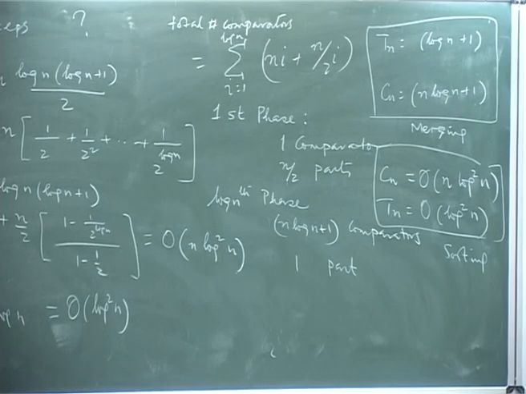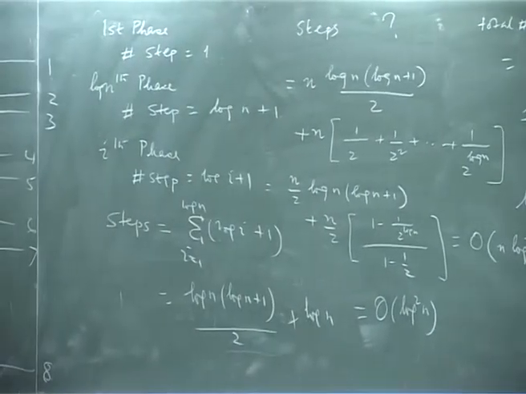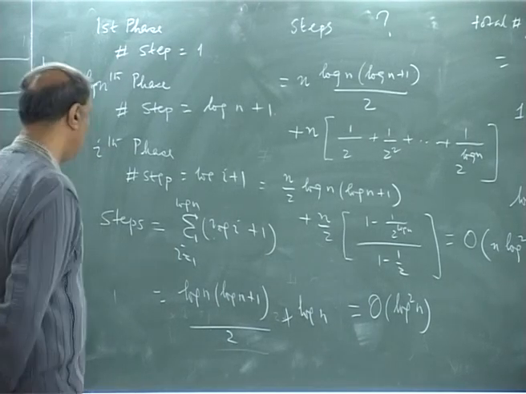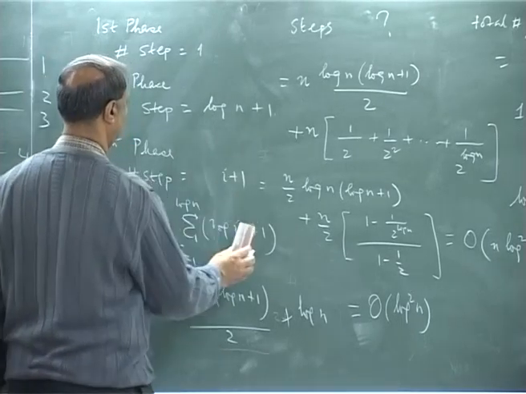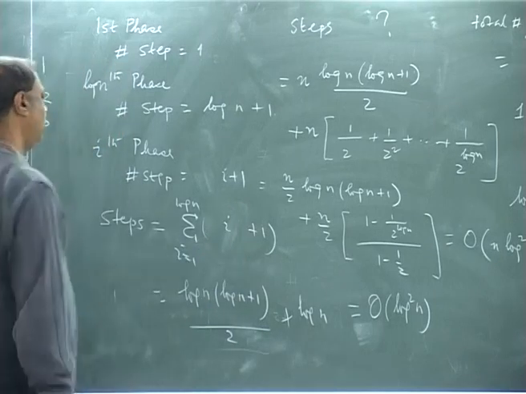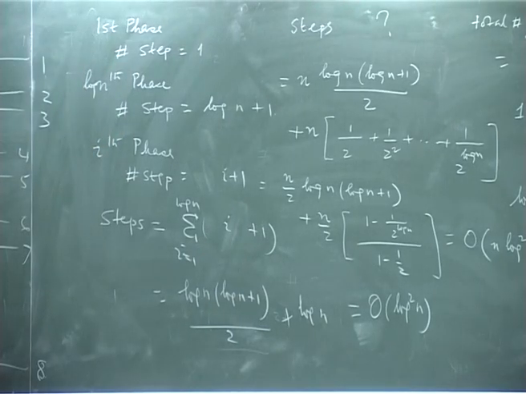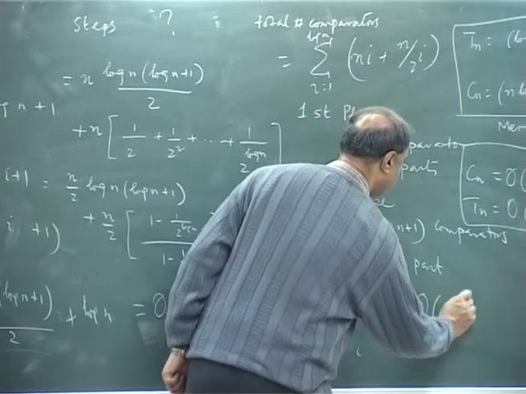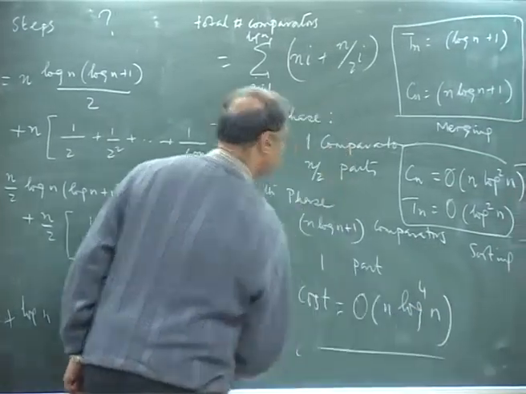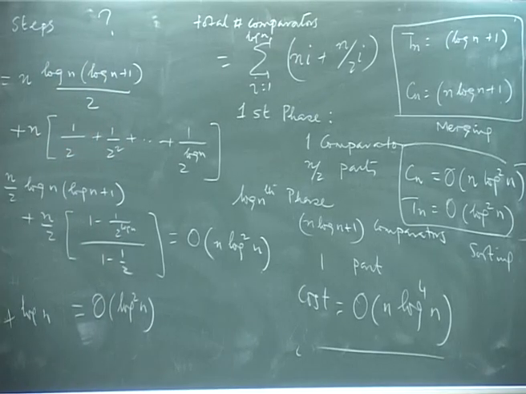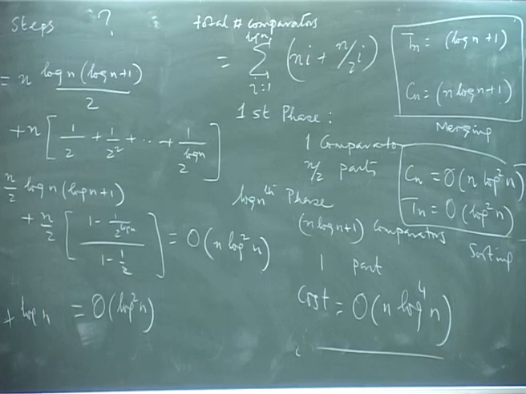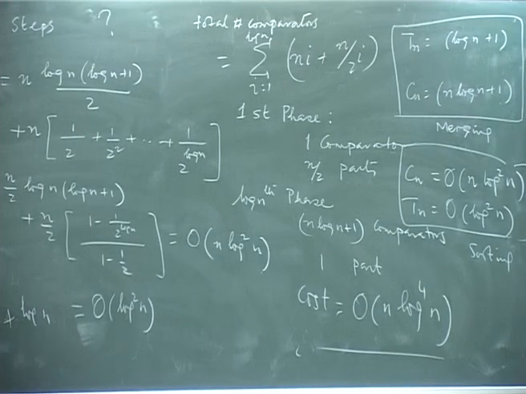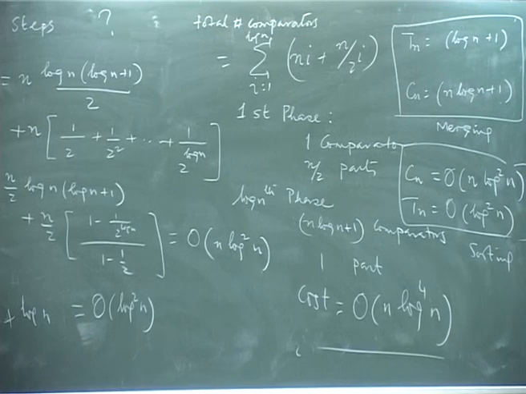In the ith phase the number of steps is i plus 1. Actually, the log nth phase is log n plus 1, if I substitute i as log n. So the cost of the sorting network is order n log to the power 4 n. Now the lower bound of a sorting algorithm is order n log n. Here it is n log to the power 4 n, so it is log cube n factors away from the cost of the optimum.